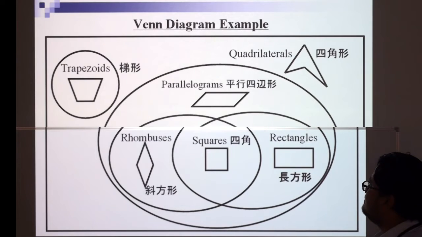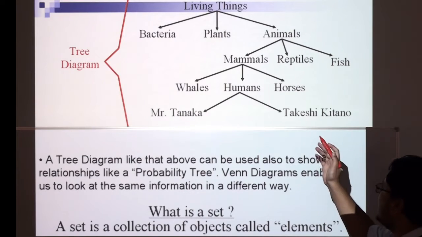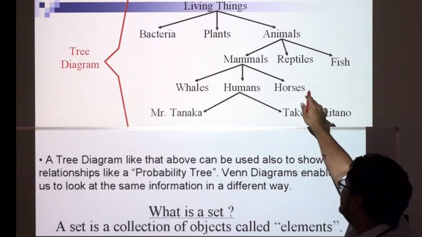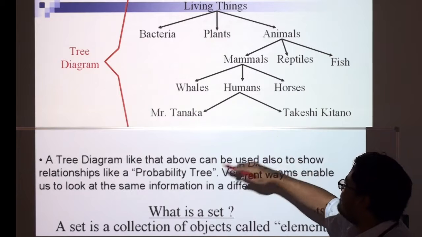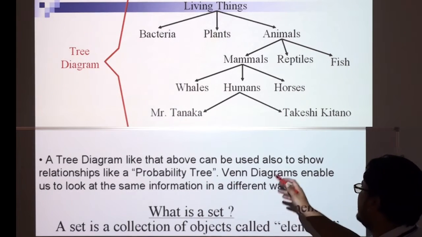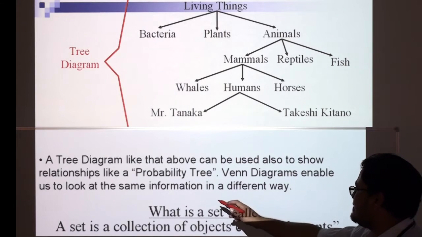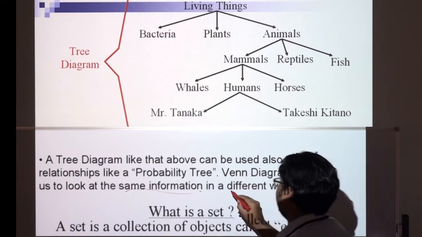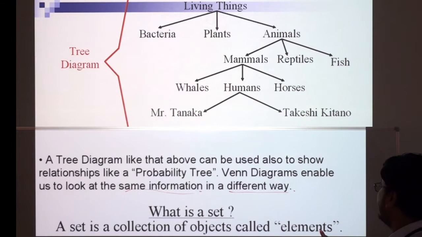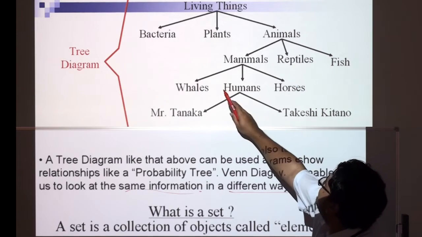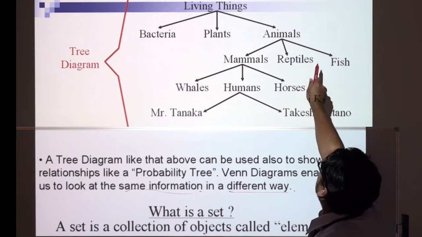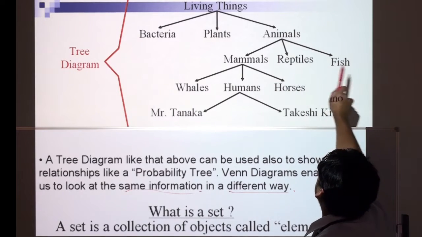Okay, let's go through another example. Here, another way, instead of a Venn diagram, we can use a tree diagram to show relationships. A tree diagram like that above can also be used to show relationships, like a probability tree. Venn diagrams enable us to look at the same information in a different way. So what is a set? A set is a collection of objects called elements. So for the set of living things, we have these elements: bacteria, plants, and animals. And animals have their own set, and underneath it: mammals, reptiles, fish.